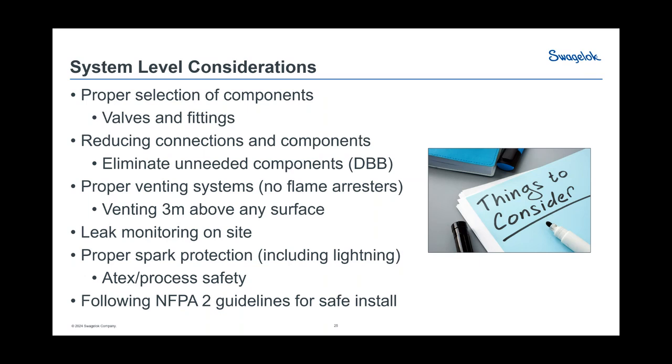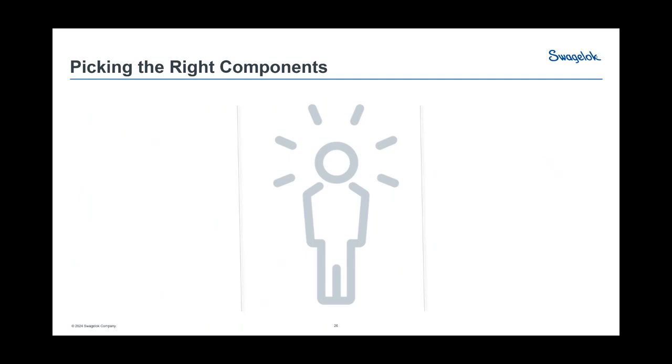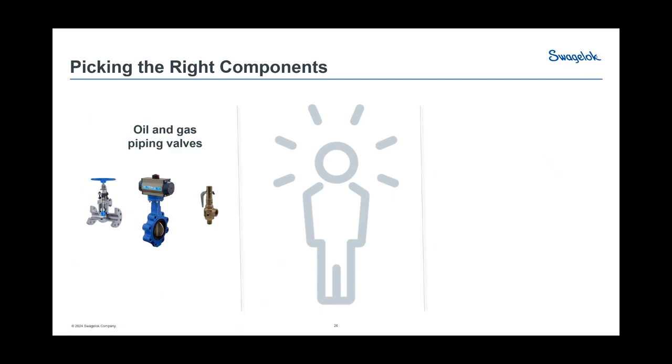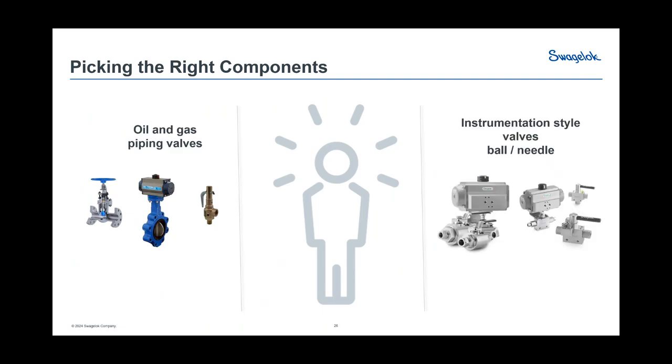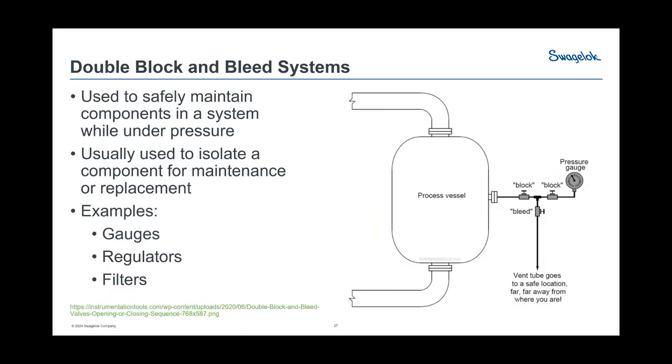So let's talk quickly about double block and bleeds. We'll get to double block and bleeds in a second. So we're picking the right components. Like I said before, flanged valves and gate valves and butterfly valves and these big relief valves that we see in oil and gas, really we're looking at instrument style valves, ball valves, and needle valves are really much more what we see within the hydrogen world. So we're picking the right components. Let's talk about that double block and bleed.